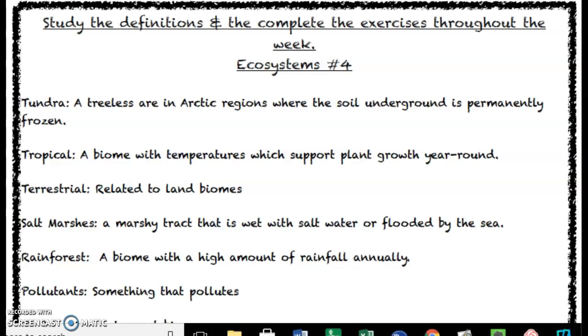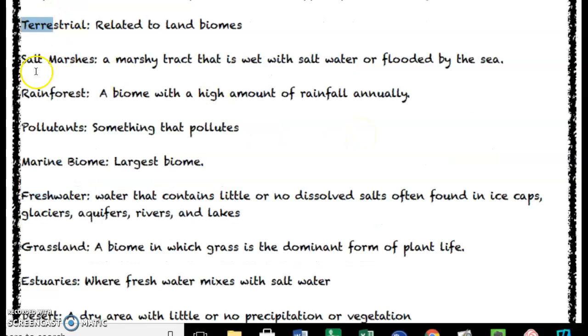As we start to look through ecosystems number 4, the vocabulary for this week, we're going to start to see some very specific biomes in here. Tundra, tropical, but this word here is one that's very important. Terrestrial. Anytime we see the word terrestrial, we need to understand that it means related to land biomes. How do we know that? Because the very beginning of this terrestrial starts with terra, which comes from the Latin or the Greek word meaning land.